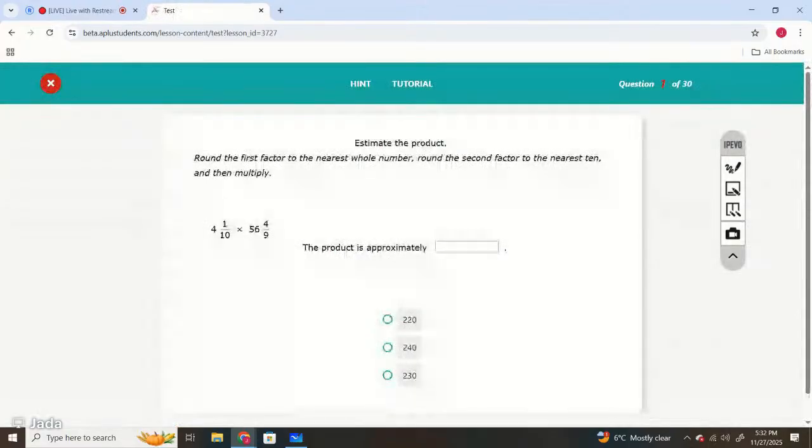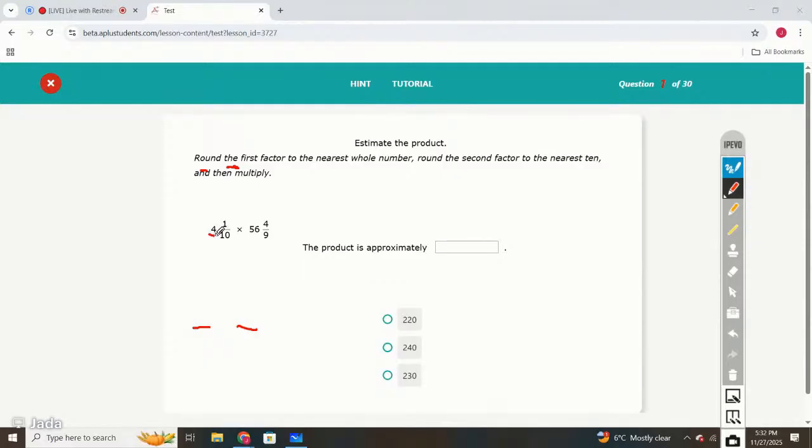4 whole 1 by 10. Estimate the product. Round the first factor to the nearest whole number, round the second factor to the nearest 10, and then multiply. The first one we need to round to the whole number. So the whole number is 4. Look at the fractional part, 1 out of 10. So 1 out of 10 means a very small portion is colored out of 10, right? That is less than half. So you need to round to the same whole number, that is 4.